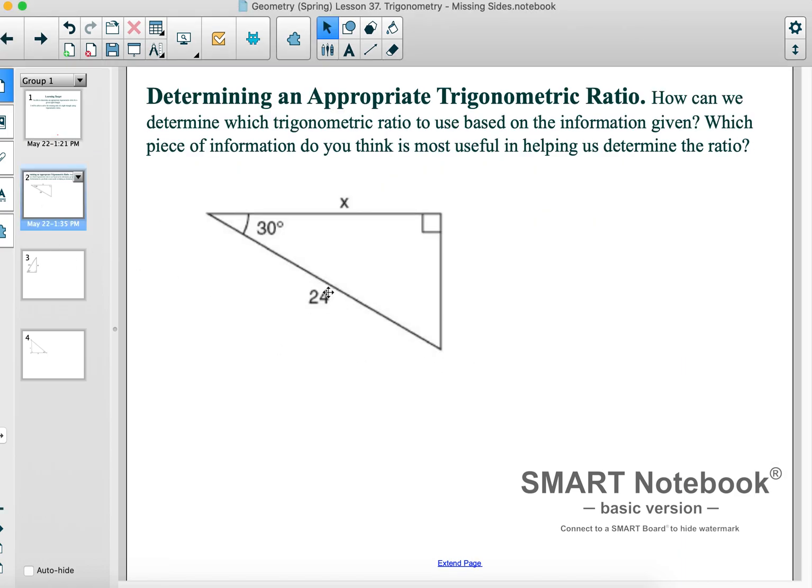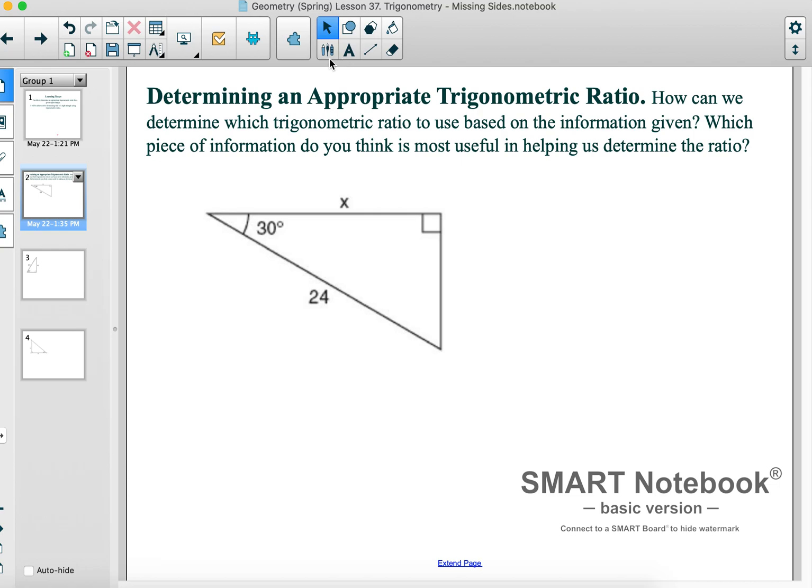So just real quick, determine an appropriate trigonometric ratio, right? How can we determine which trigonometric ratio to use based on the information given? Which piece of information do you think is most useful in helping us determine the ratio? At this point, I'd like you to maybe stop the video and think about what you think is most important. Okay, so maybe you stopped the video, maybe you didn't, but let's take a look.